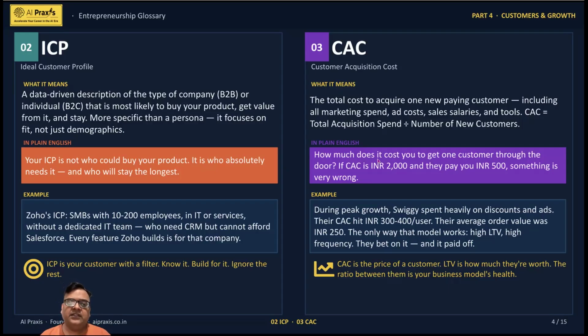Look at Swiggy. They spent heavily on discounts and ads. Let's say CAC went up to 300 to 400 per user, but the order value was 250. So how did it work? Because they were betting on repeat orders and long-term value, which brings us to the next concept called LTV.